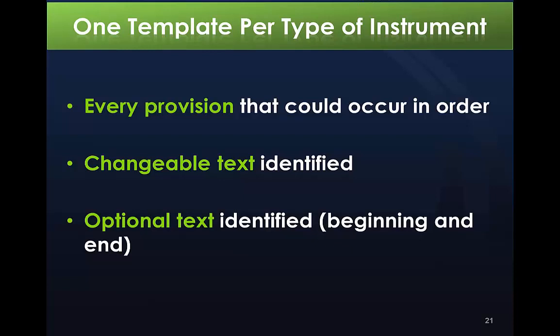So every provision that could occur, changeable text identified, and optional text identified, and notice I say beginning and end. What I mean there is you literally type in the document, if the marital trust is a Q-tip, start here, and then wherever that language ends, you need to say it ends here, because it might be obvious to you that that's where it ends, but it might not be obvious to somebody else using that same template.